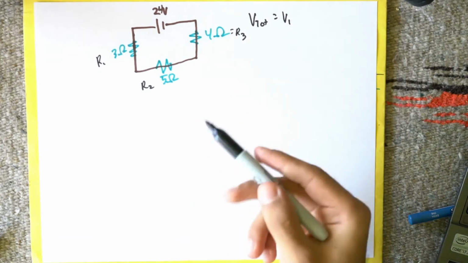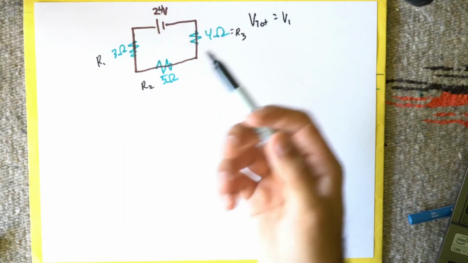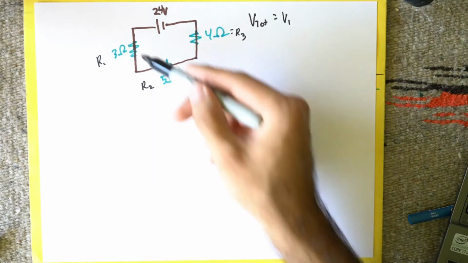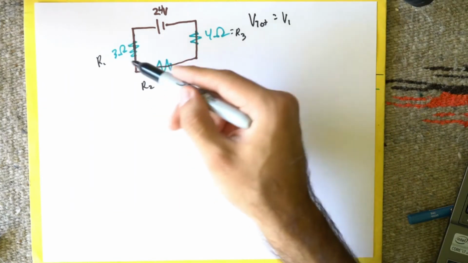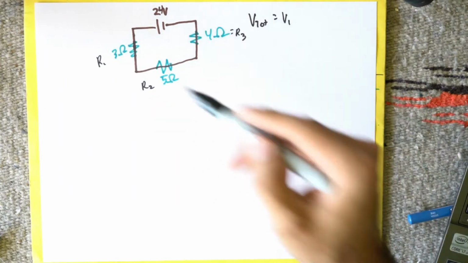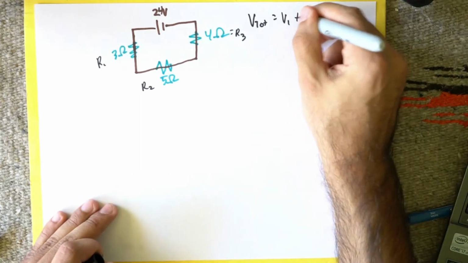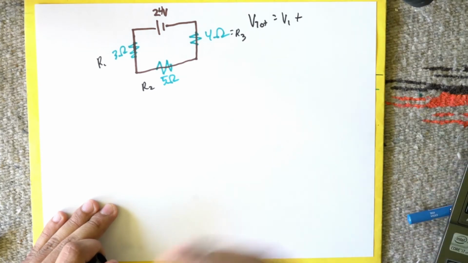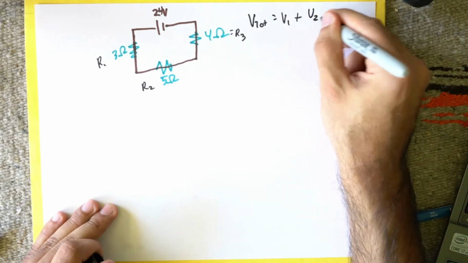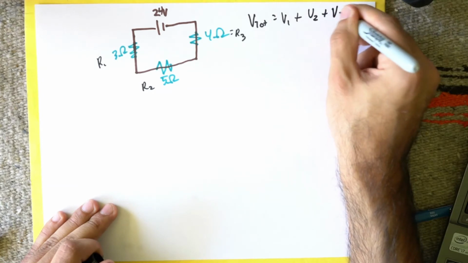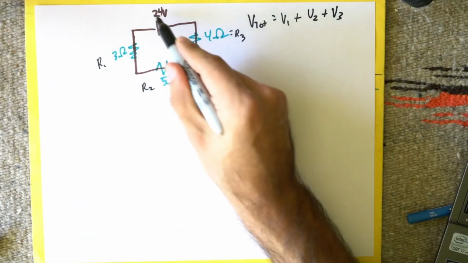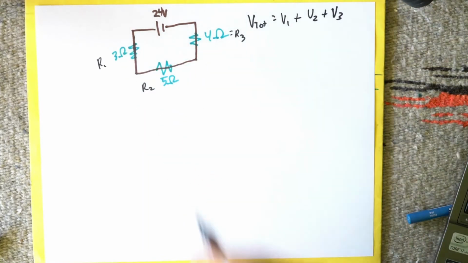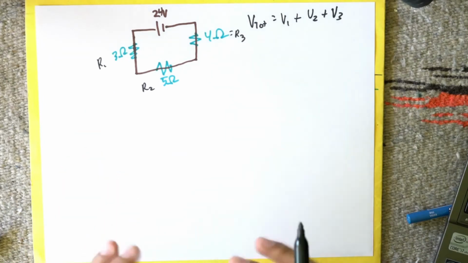So again, just like dropping something off of a cliff, it's going to have to use all of its potential to reach the end right here. So starting from here, reaching here, each drop is going to be like a stair down, another stair down, and another stair down. So all these stairs added together equal the total height of the staircase. So V1 plus V2 plus V3. So the voltage from the beginning to the end is going to be equal to the drop in every single resistor in this circuit that's in series.